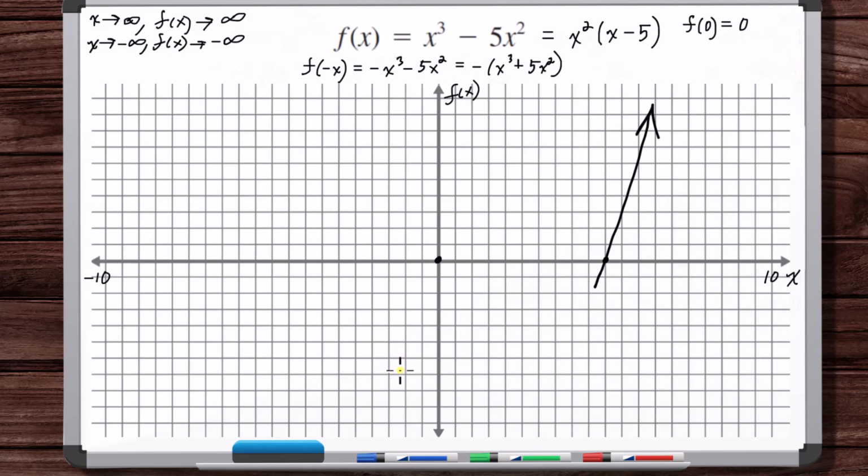Now we know we're going to have a turning point in this region because we need to come back to the x-axis to get to the origin. This x-intercept is even multiplicity, so this will be a touch point, so we can do like that. And then as x goes to negative infinity, the function goes to negative infinity. There's no more x-intercepts or anything, so we just do like that. And this is correct.